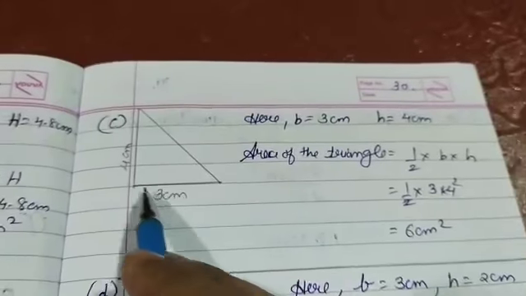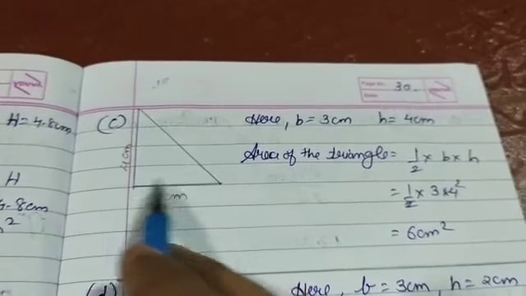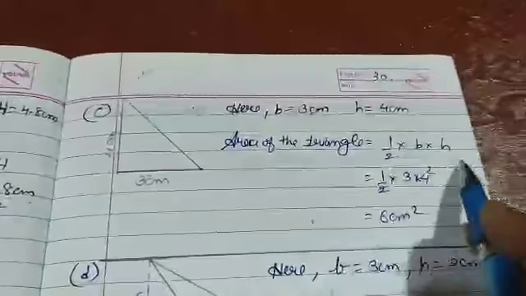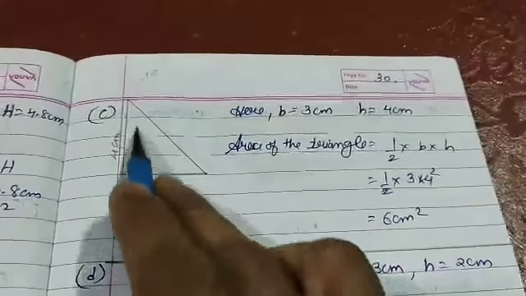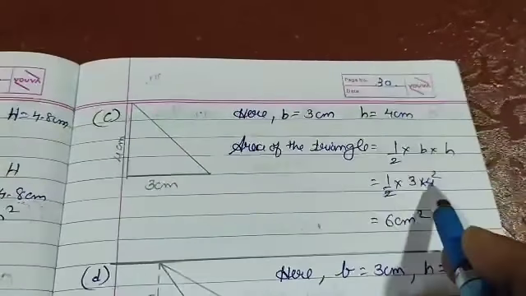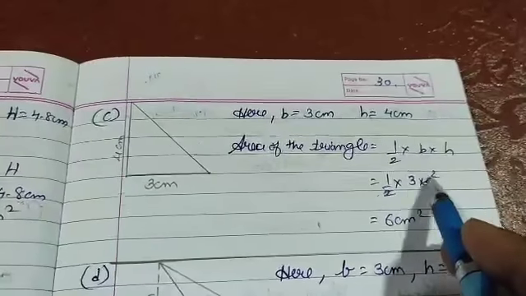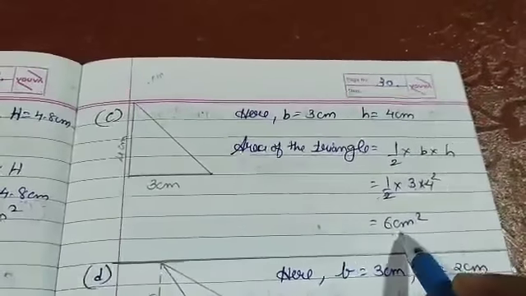Now the next one, dear student, this is a right angle triangle. Here you have to consider this as a base and this as an altitude. The half into base into height, that is base is 3 centimeter and the height is 4 centimeter. So see, 2 2s are 4, cancellation is possible, 2 3s are 6. So centimeter into centimeter gives centimeter square.